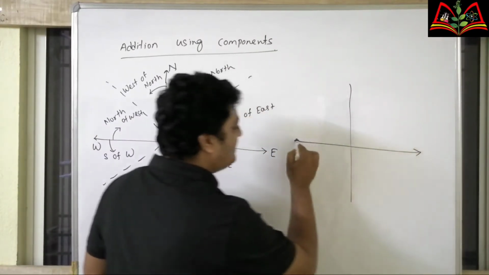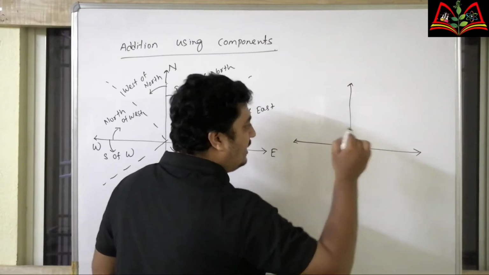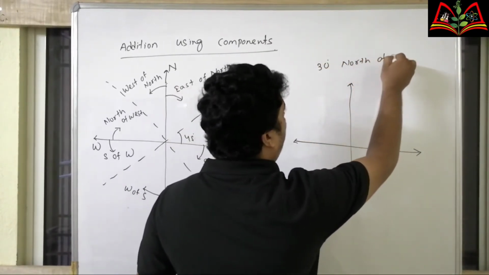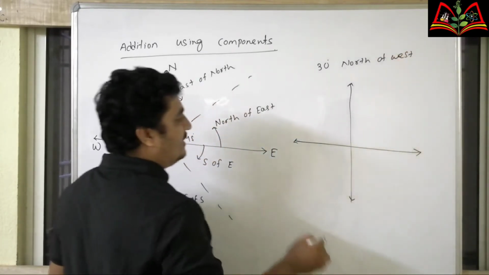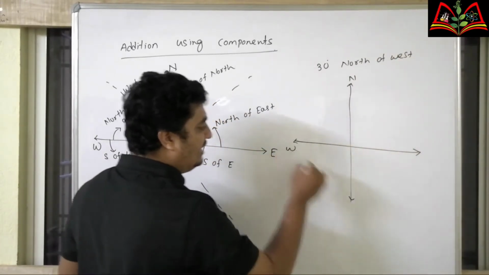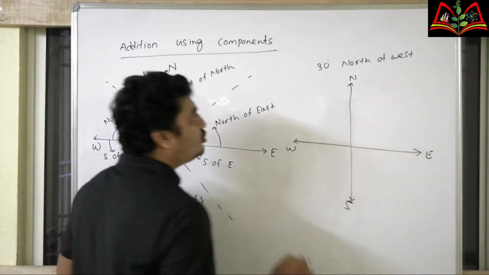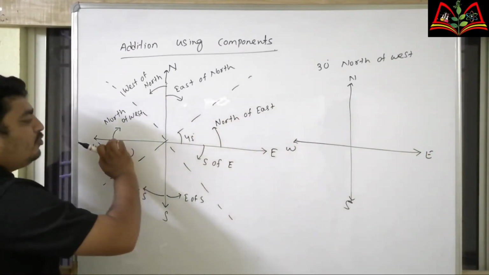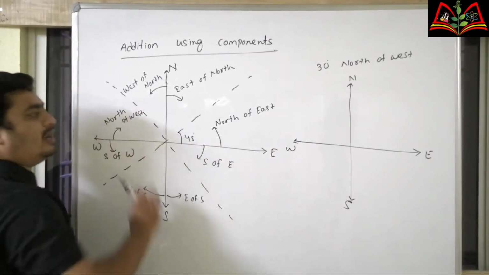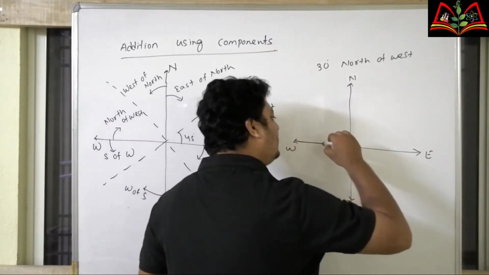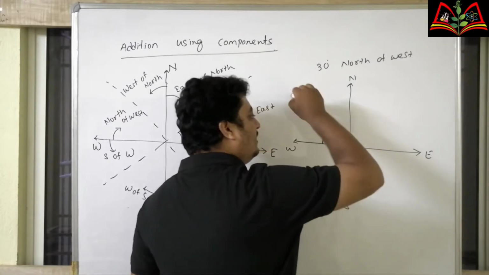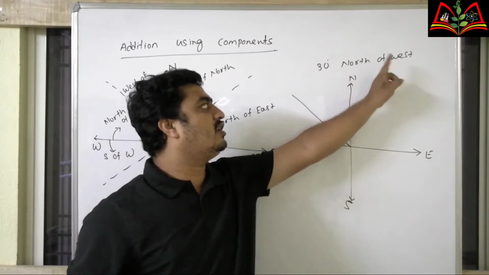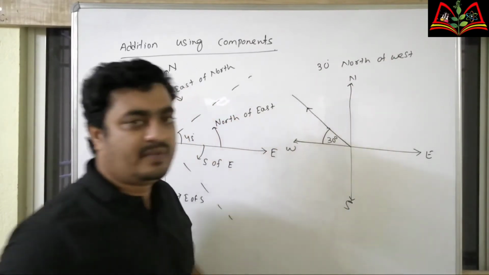If a vector is acting along 30 degree north of west, then this is north, west, south, east. So 30 degree north of west. North of west means you have to measure from west towards north. So from west towards north, this angle will be 30 degree. So 30 degree north of west means this direction.